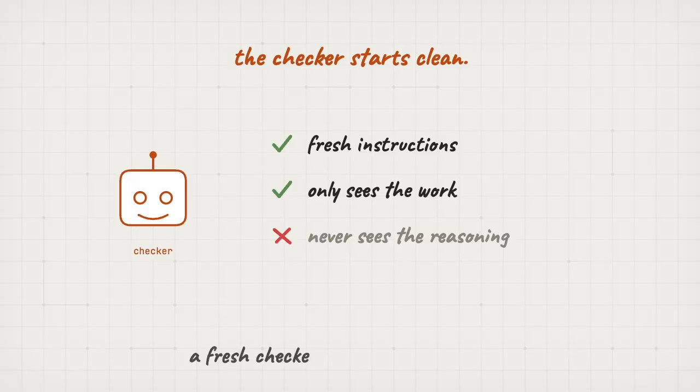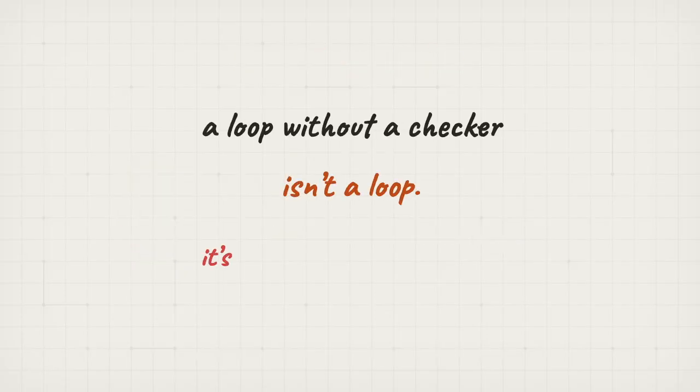It only sees the work. Why? Because a fresh checker catches things the first one is blind to. It never picked up the first one's blind spots. So remember this one. A loop without a checker is not a loop. It's a heater with extra steps.